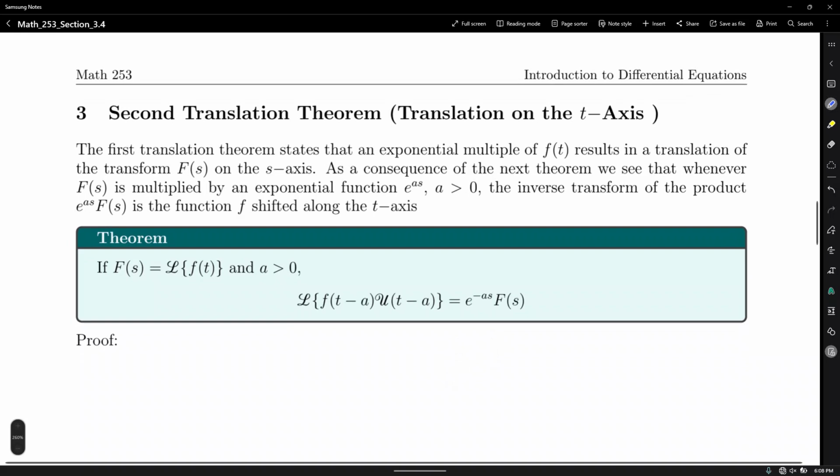So the theorem tells us that if F(s) equals the Laplace transform of f(t) and a is greater than zero, of course, we're looking at values where we have some discontinuities in the positive t-axis, right? So we're not caring about negative. That's why we need this a to be greater than zero.